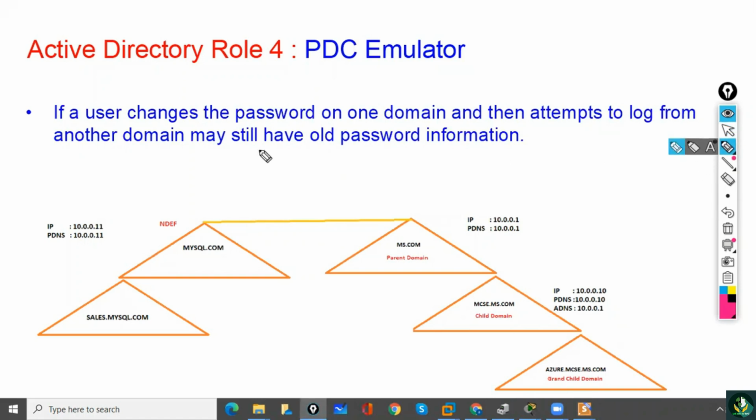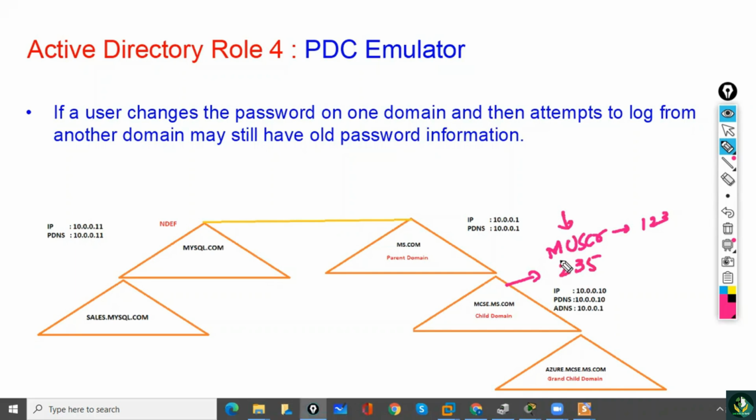And the fourth task, if a user changes the password on one domain, then attempts to log on from another domain, that domain may still have old information. Okay, let us try to understand. Let us say this domain mcsc.ms.com is having one user, m user, and its password was 123. Now it is changed to 235.